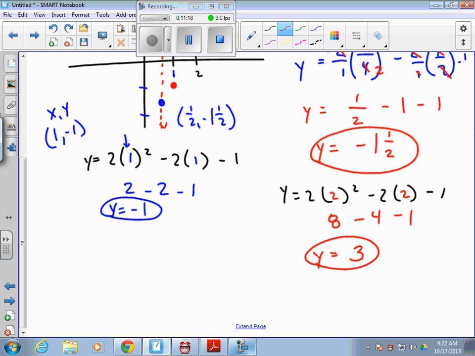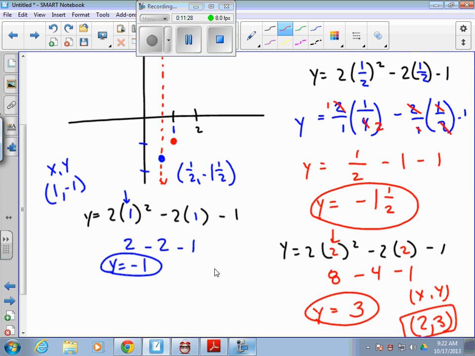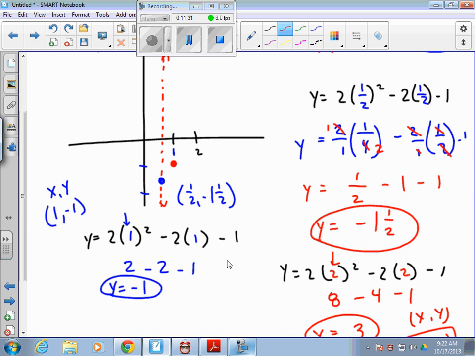So again, x comma y, x is the 2 we plugged in. So 2 comma 3. That's your next point you plot. So 2, and then you have to go up a little bit on your graph to get to 3. But you plot 2, 3. So now we have 2 points on the right side of the vertex.